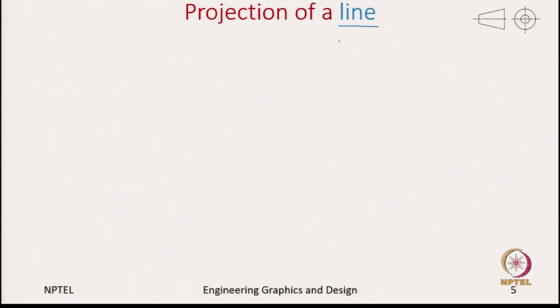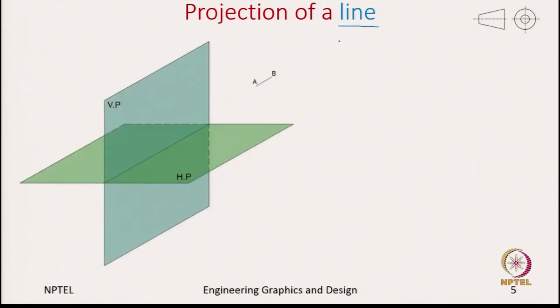Now, let us move to the next object, which is the line. From a point we are moving to the projection of a line. Let us consider a line AB. This is the line AB which is in the first quadrant. This symbol says it is in the first angle projection.